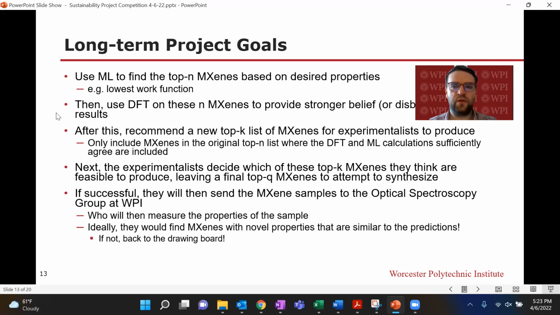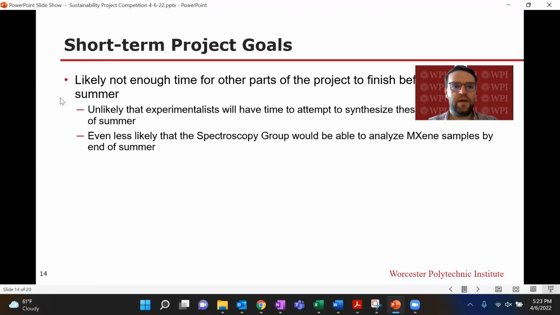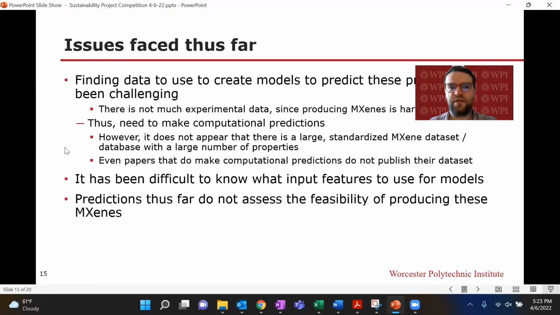Long-term project goals: it would be nice to predict MXenes with the lowest work function, for example, or other optimal properties. Short-term, there's likely not enough time to actually synthesize these materials. There have been many issues that have been faced thus far, such as finding data.